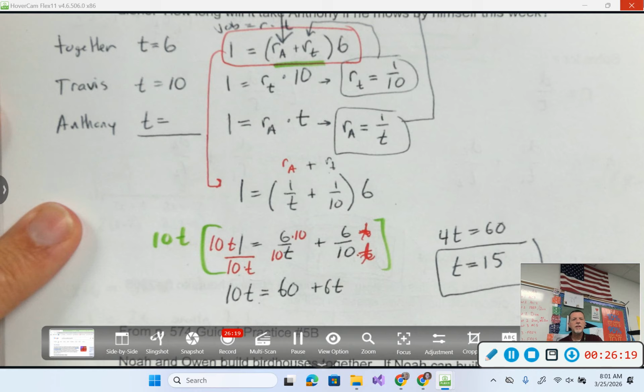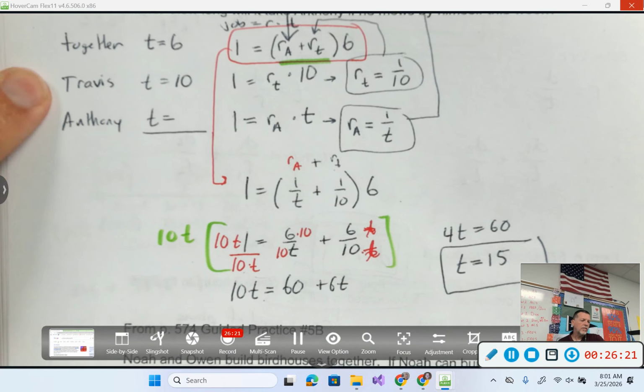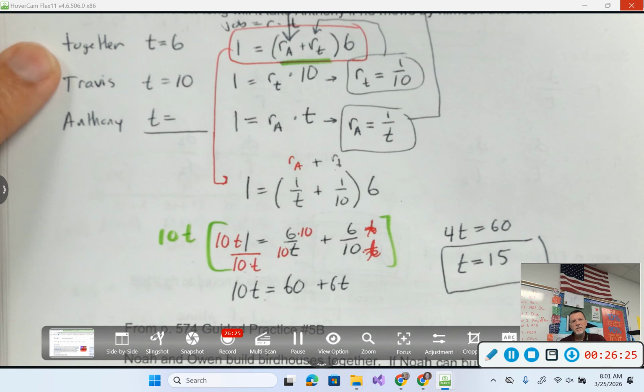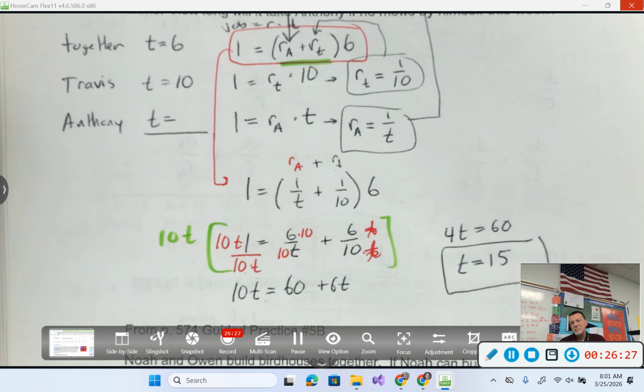Let's see, does that make sense? Takes Travis 10 hours, takes Anthony 15 hours. They work together, takes them 6 hours. That seems reasonable enough.